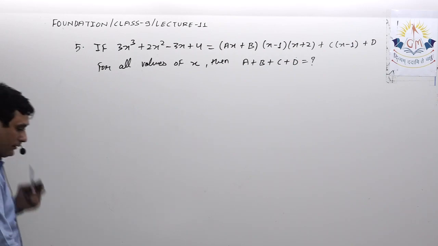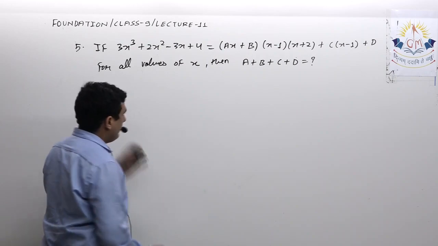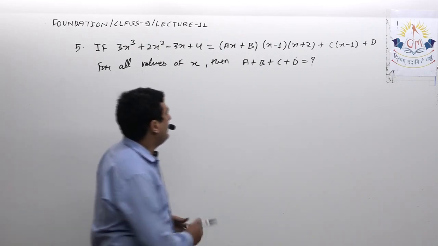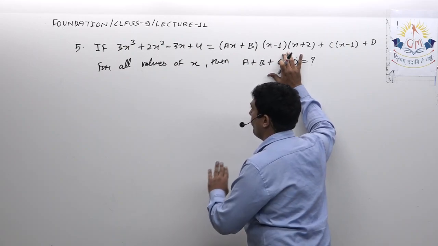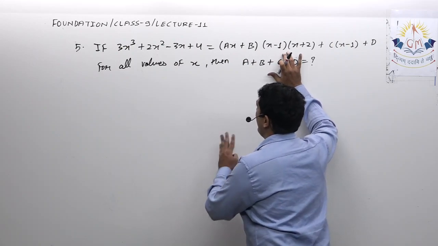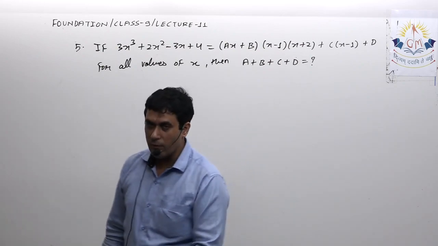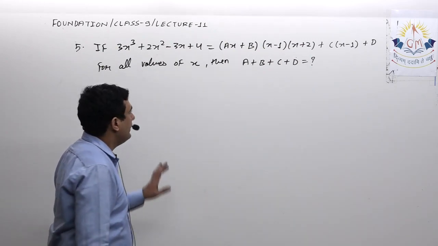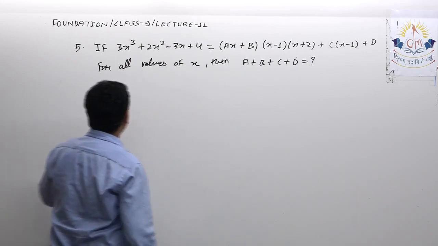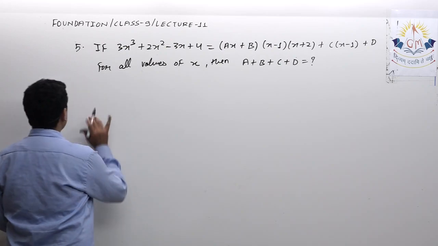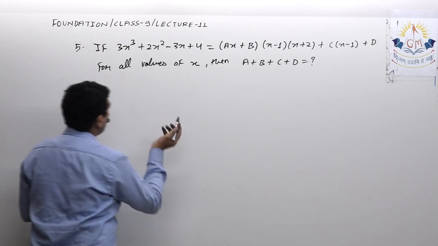Okay, now let us see how to solve this. The first thing that might come to mind is that if you multiply this out and compare the coefficients of x cube, x square, x and the constant, it is possible to get the values of a, b, c and d, and then by adding them we'll get the answer. That is a way, but it will take some extra time. So let us see how to solve this by another method.